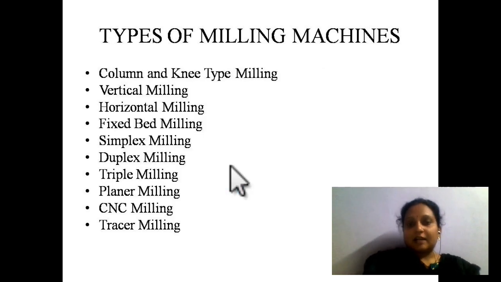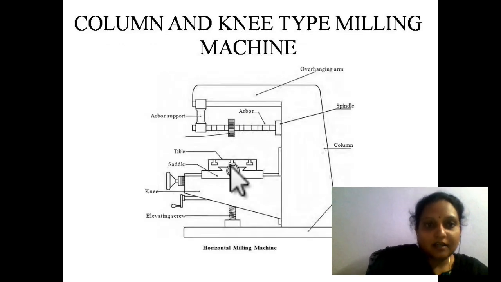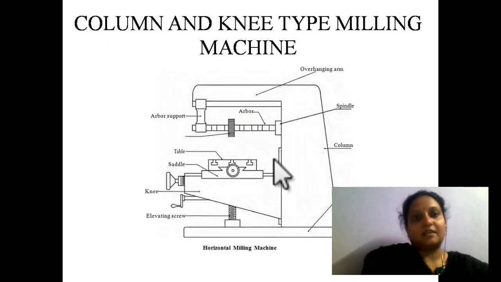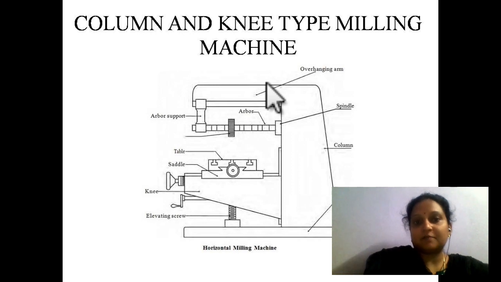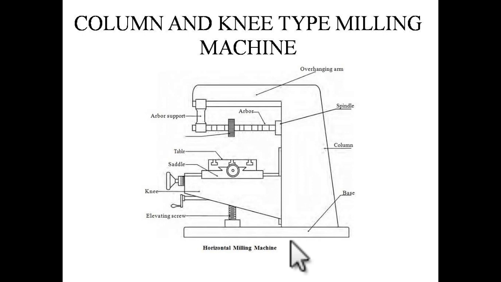We have different types of milling machine. Let us look at each and everything. The first one is the column and knee type of milling machine. So this is the column and knee type of milling machine. The bottom part is called the base, and the vertical part is called the column.